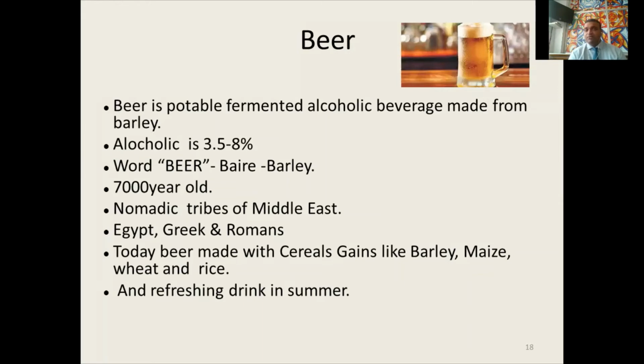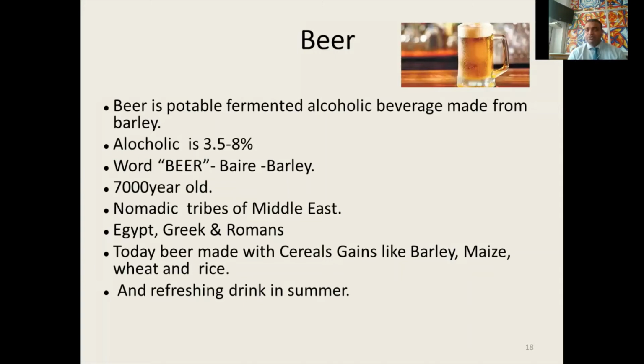And today, why is beer one of the highest consumed drinks in the world? Because beer acts as a refreshing drink. Not only refreshing, it fulfills your thirst, especially in the summers when we are more thirsty. So once people drink beer, they feel fine, absolutely done with that, they're happy. They're fulfilling the thirst of the summer. So people love to have beer.